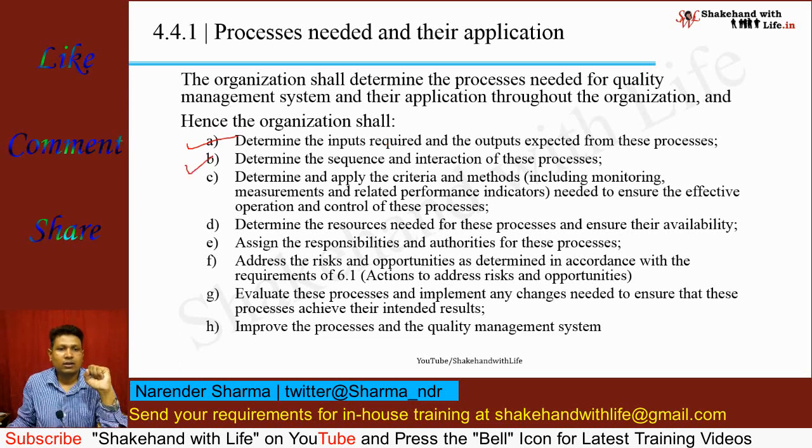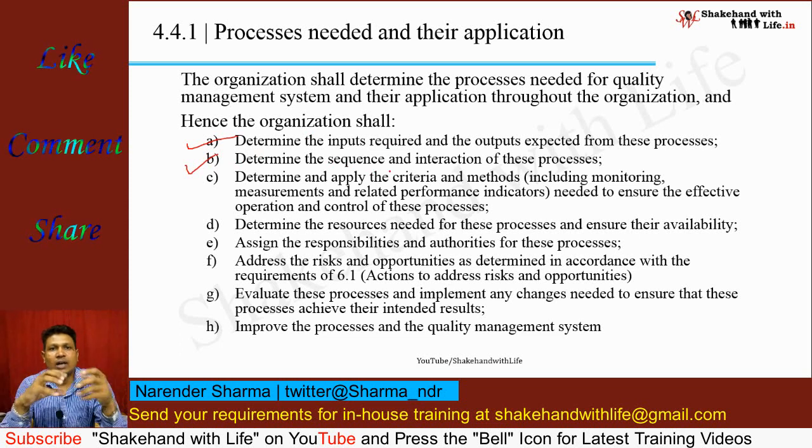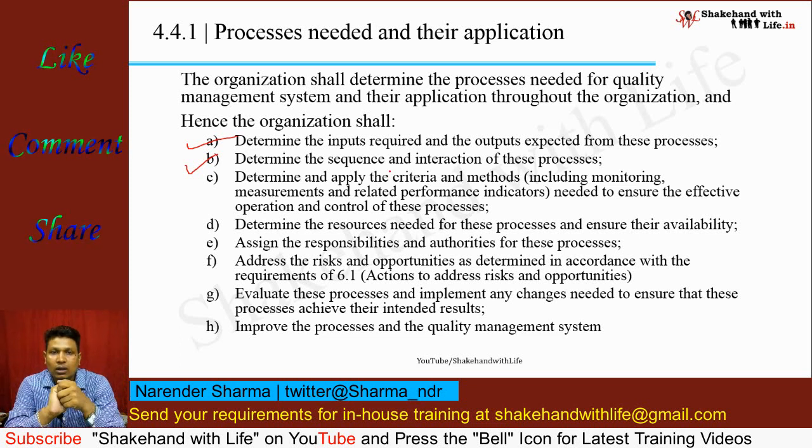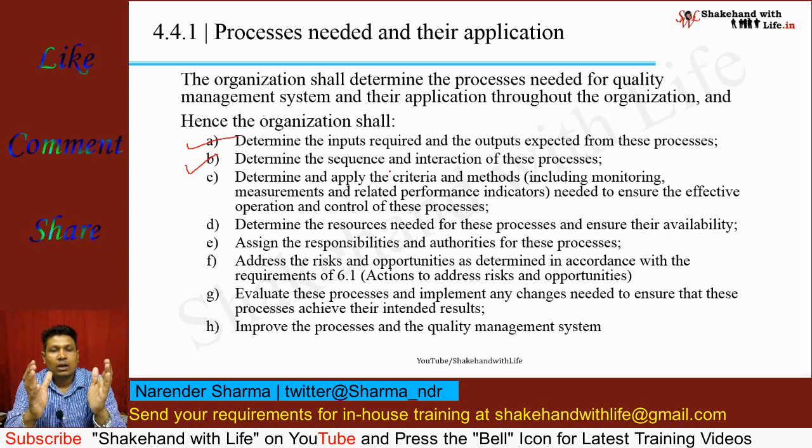The second thing is determine the sequence and interaction of these processes. How the different processes are sequenced, which one is after which process, and how these processes interact with each other. And this decides how the products are manufactured or the service delivered by an organization and the effective implementation of the quality management system.